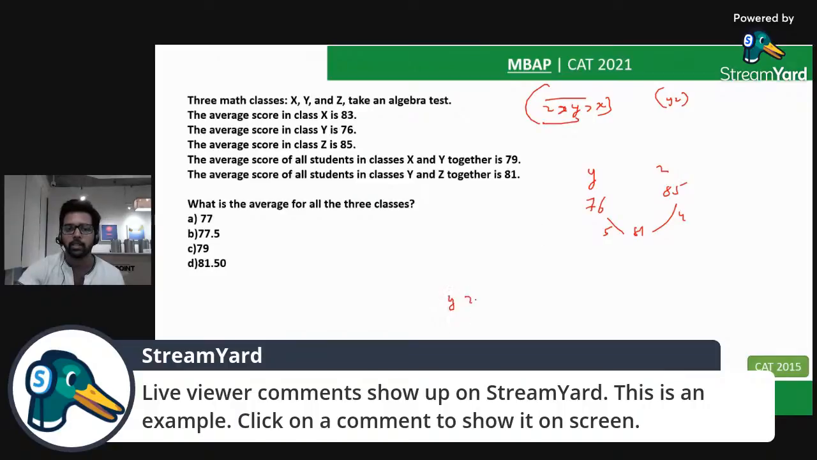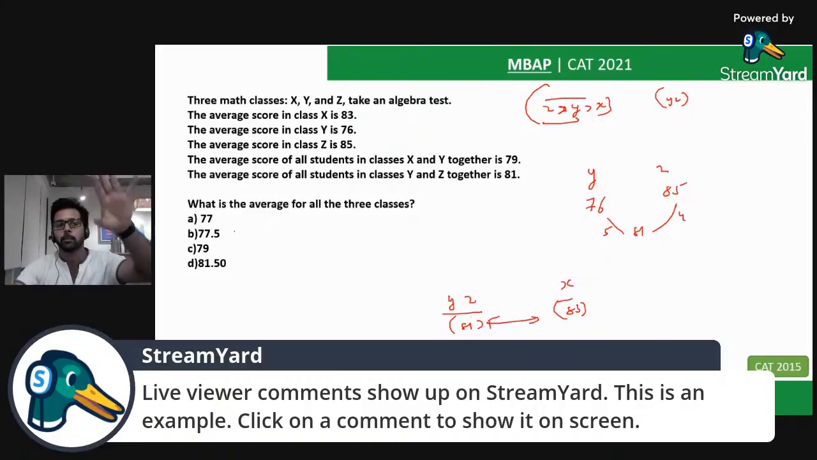So now when Y, Z and X are mixing up, Y and Z is on 81, X is on 83. Where will they meet? The question is, wherever they will meet, it is between 81 and 83. Among all the options, the answer is going to be 81.5.